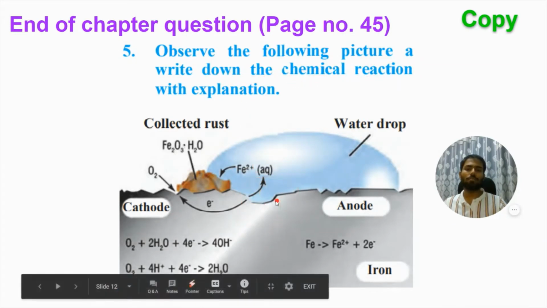So what is the picture of? If you see here, it is an iron object. Here you have a water droplet and here red colored rust is forming. So the picture shows how this rust is forming, and you have to explain it.